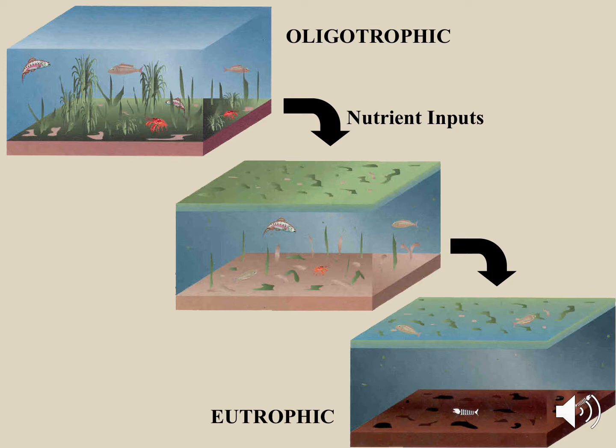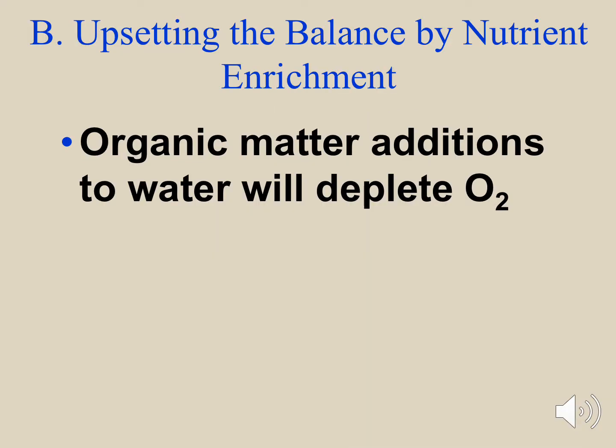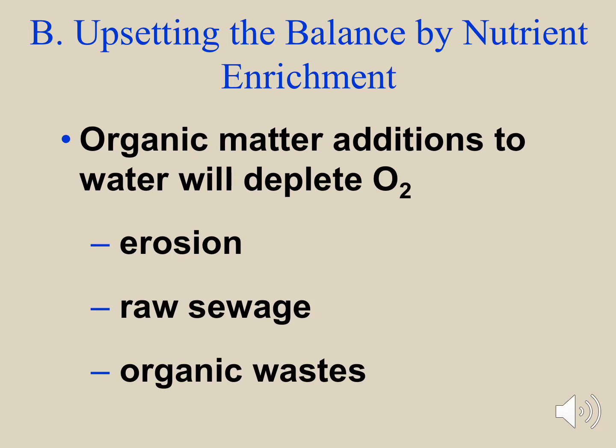Basically, anything that depletes oxygen in the water is also a problem. If we add organic materials to the water, the organic materials have to be decomposed by microbes in the water. The microbes will use oxygen that is dissolved in the water, and that's oxygen that is not of use to the aquatic organisms. So if we add organic materials to the water, we will deplete the oxygen. And the organic materials could be in the form of erosion, soils moving off the land. It could be in the form of raw sewage, or it could be in the form of other organic wastes.